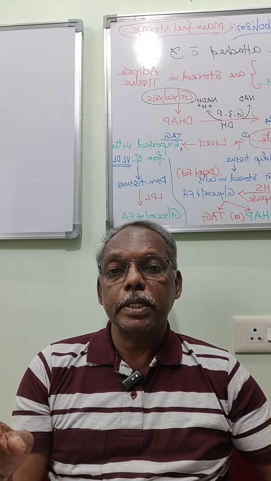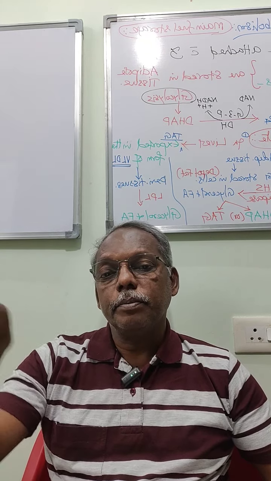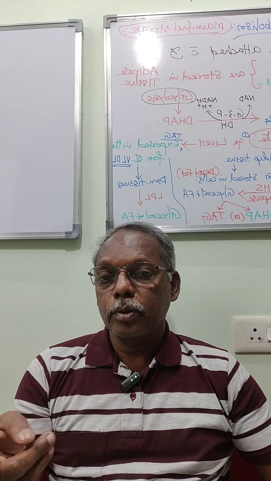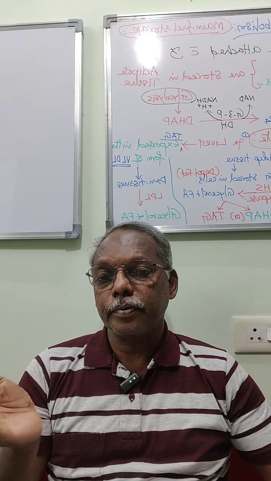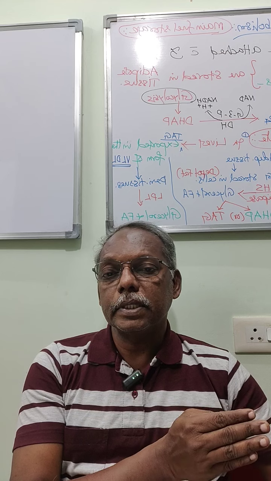Last one is allosteric regulation. This is from outside, some molecules control or take over the pathway. Here we have two types. One is positive modifier, another one is negative modifier. Positive modifier always stimulates the synthesis, negative modifier always inhibits the synthesis.